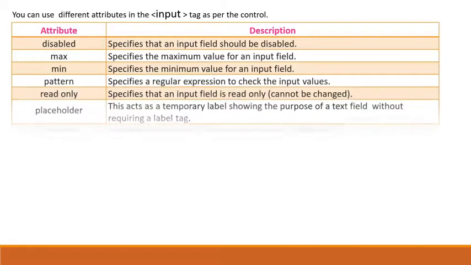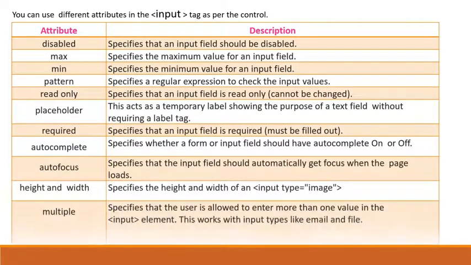Now see the next example. Here you can use different attributes in the input tag as per the control. Disabled specifies that an input field should be disabled. Maximum and minimum we have seen, which give you the maximum and minimum value. Pattern, we have seen, is a regular expression to check the input. Read only specifies that an input field is read only. Placeholder acts as a temporary label showing the purpose of a text field without requiring a label tag.